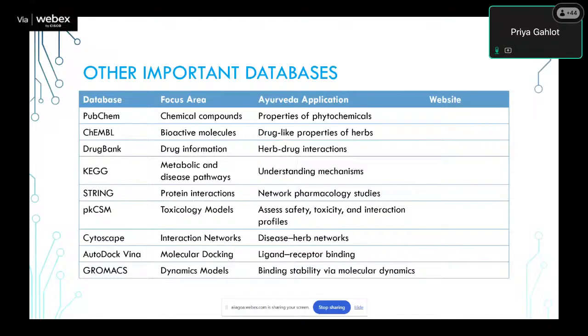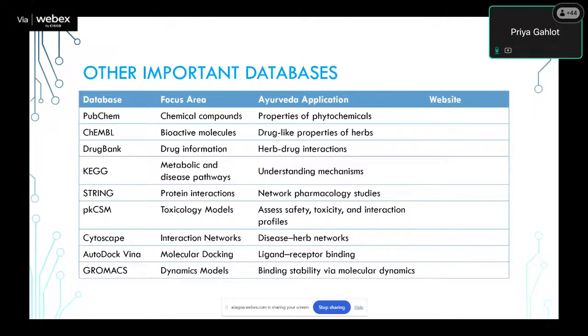There is STRING. It will give you protein interaction studies. It is used in network pharmacology studies also. KEGG is also used in network pharmacology studies. PkCSM is a tool for doing ADMET studies and toxicology models. It assesses safety, toxicity, and interaction profiles.